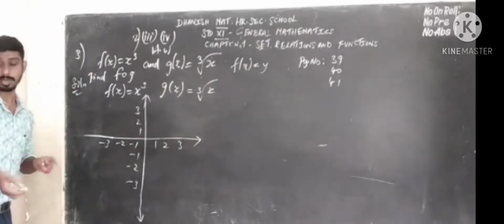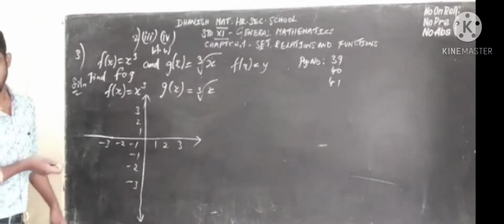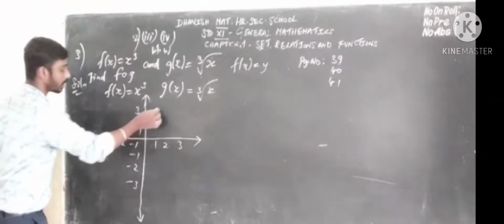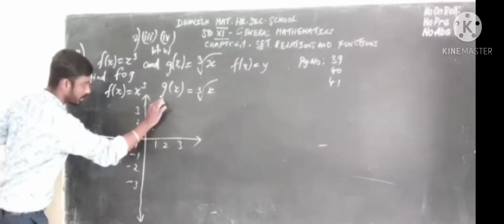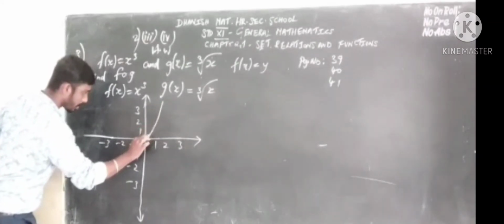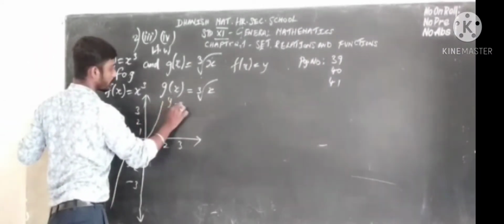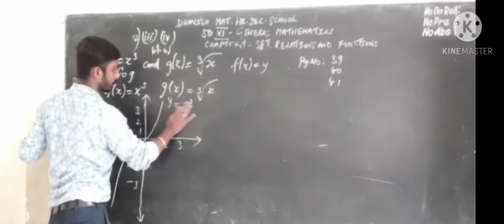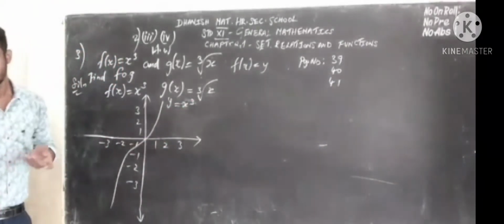1, 2, 3. What is the first question we have to draw? For y is equal to x cube, now we have to draw the curve. So here 1, origin, then minus 1. Now draw the curve like this. This curve will be the y is equal to x cube curve.